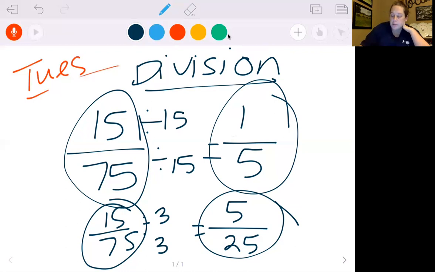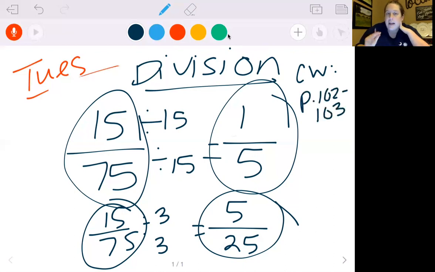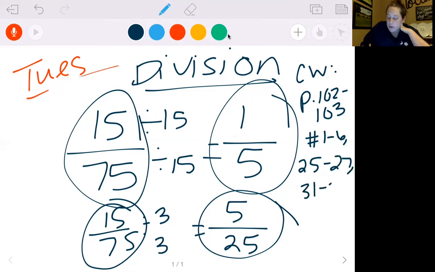So today you're going to do some classwork in your hardback book. You're going to do, let me pull it up on my computer real quick, page 102 to 103. Now listen to the numbers you're going to do because you're not going to do them all. You're going to do 1 through 6, 25 through 27, and then 31 through 33, 49 through 51. It is not a whole lot, so don't freak out.